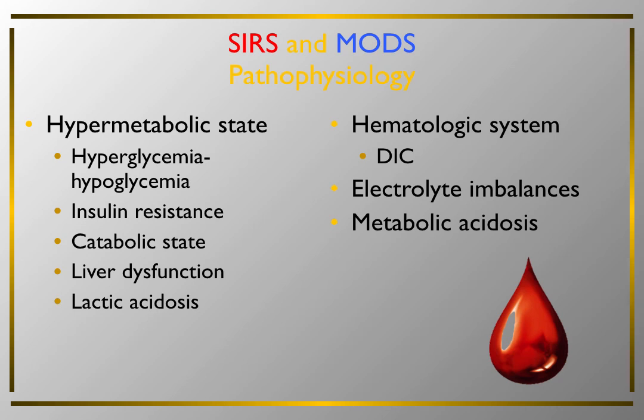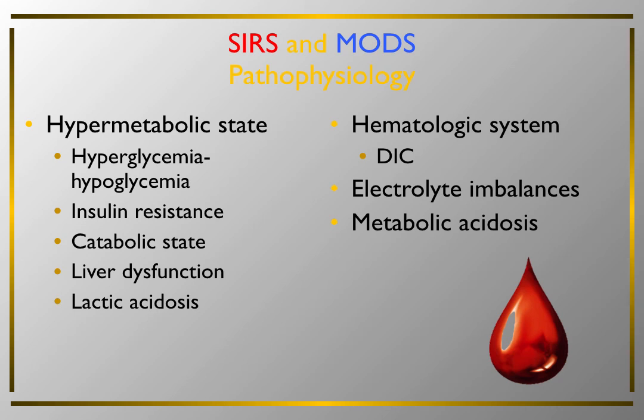So usually in SIRS and MODS, someone is in a hypermetabolic state, and this is indicated by things like hyperglycemia or even sometimes hypoglycemia. Hyperglycemia can occur with glycogen stores that are rapidly converted to glucose. Once glycogen is depleted, amino acids are converted to glucose, called gluconeogenesis, reducing protein stores. Fatty acids are mobilized for fuel. Catecholamines and glucocorticoids are released, resulting in, of course, hyperglycemia and insulin resistance.